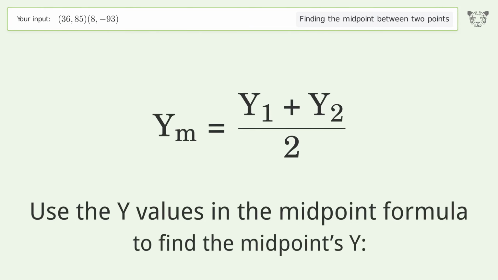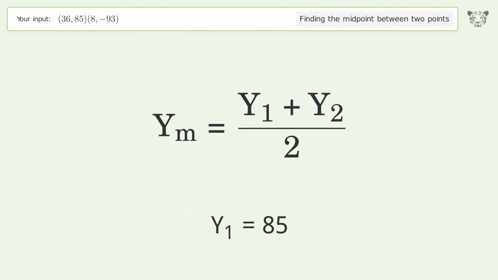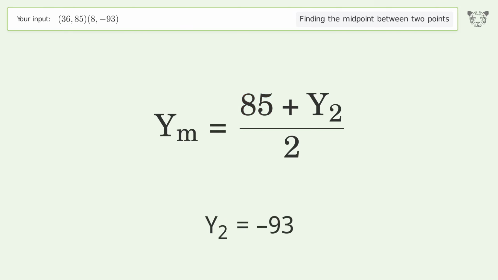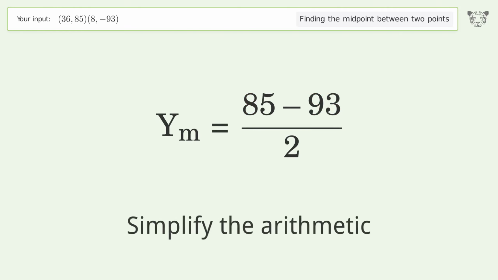Use the y values in the midpoint formula to find the midpoint's y. y1 equals 85. y2 equals -93. Simplify the arithmetic.